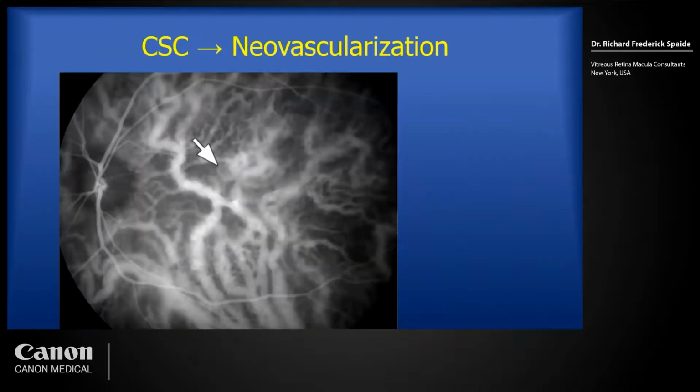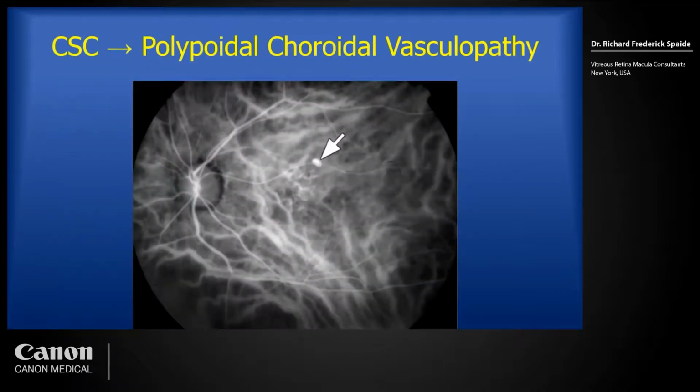Here's a patient who had central serous, went on to have neovascularization. This is an indocyanine green angiogram. You don't see the neovascularization quite so well, but it's where the arrow was. Notice the large intervortex venous anastomoses. They're really quite giant. Here's a patient who had central serous chorioretinopathy, went on to have polypoidal choroidal vasculopathy. Once again, this patient had intervortex venous anastomoses.